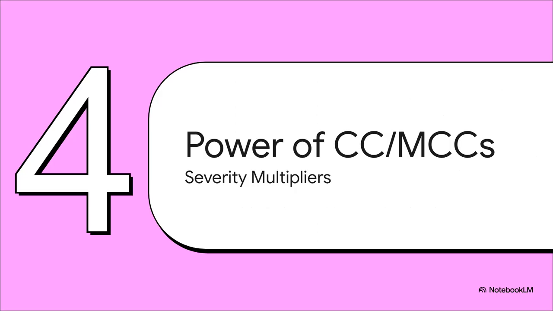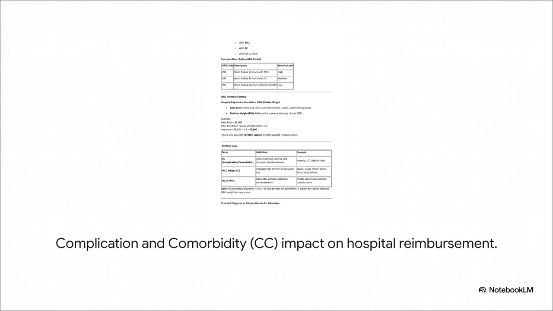Let's hit Section 4, the power of CC and MCCs. These are your severity multipliers. Once we actually have our principal diagnosis locked in, secondary diagnoses act as severity multipliers. A CC, like a simple anemia or a UTI, adds moderate severity. But an MCC, a major complication like acute renal failure or sepsis, indicates a massively high level of severity and resource use. Documenting these secondary diagnoses accurately is exactly what pushes a case up that triplet structure we looked at earlier into a higher payment tier.